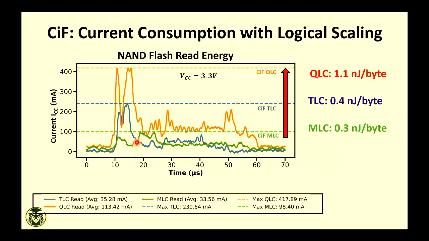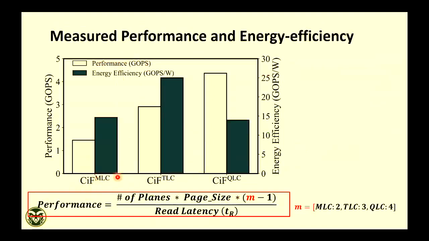This orange is the current consumption when you're reading a QLC memory chip, which is high, 1.1 nanojoule compared to MLC, which is 0.3 nanojoule. So which memory you should choose for computation depends on what is the optimal point. If you choose MLC, this is my performance and this is my energy efficiency. Energy efficiency is with dark color, performance with light color.